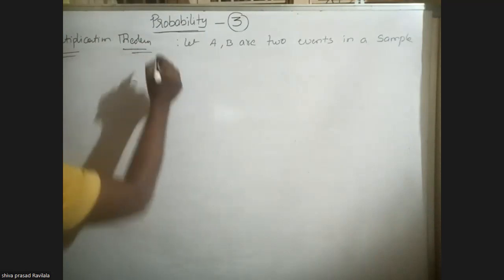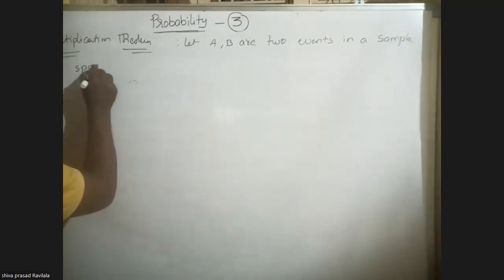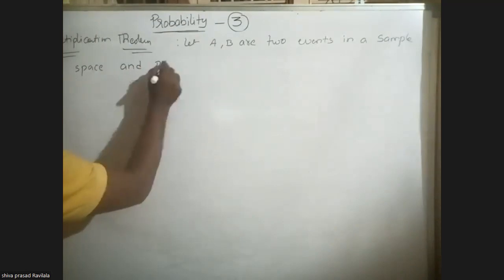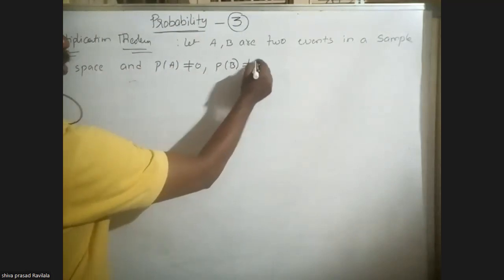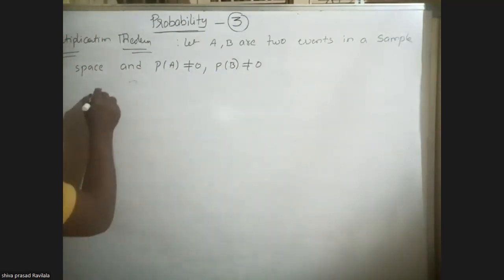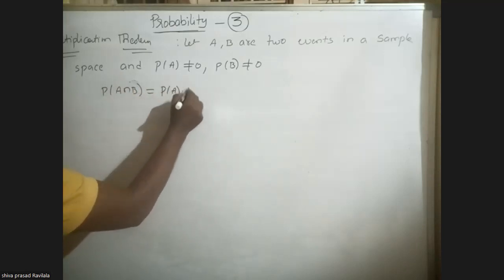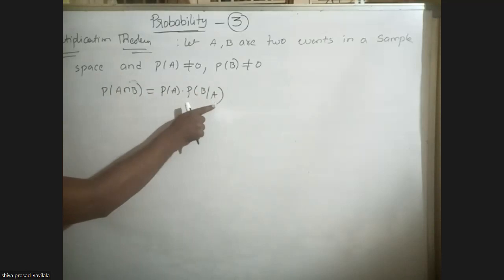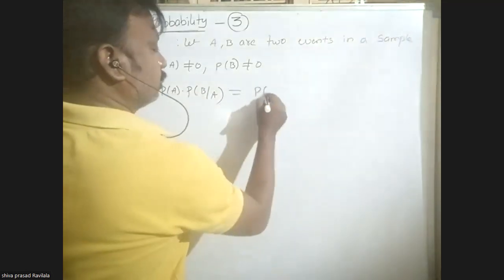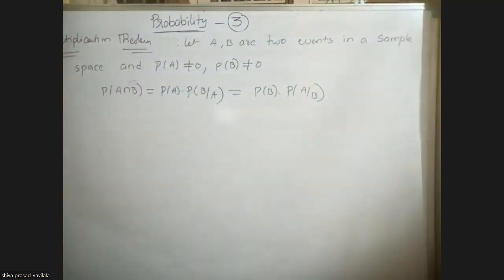Let capital A, B be two events in a sample space, and probability of A not equal to 0, probability of B not equal to 0. These two are not equal to 0. Then probability of A intersection B is equal to probability of A into probability of B given by A. Observe here, A is the denominator also. Or you may write it like this also: probability of B into probability of A given B. Okay, student?